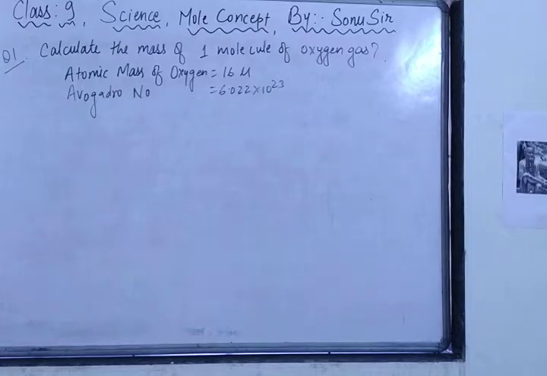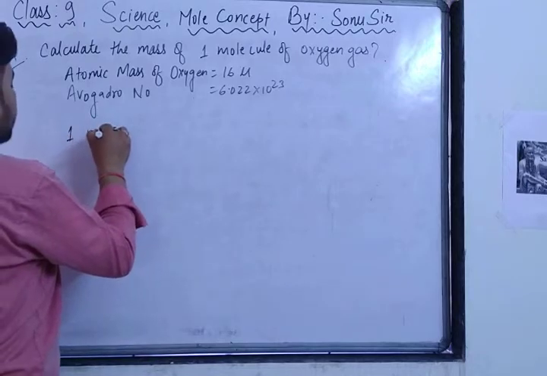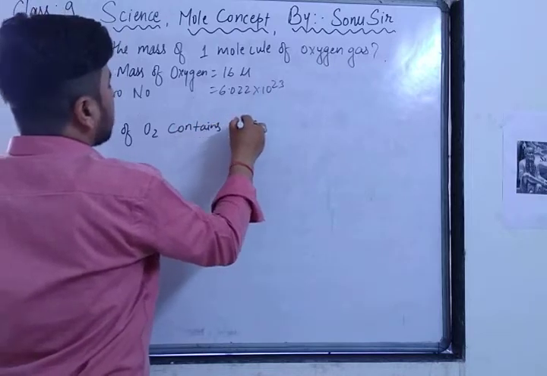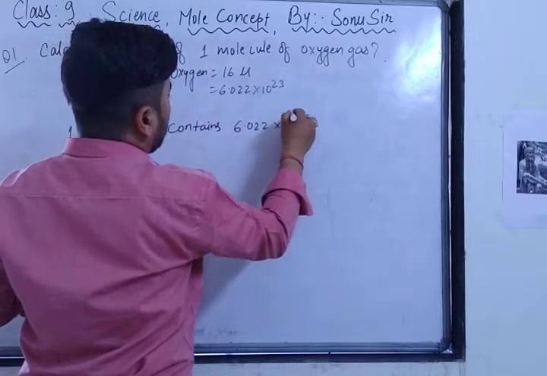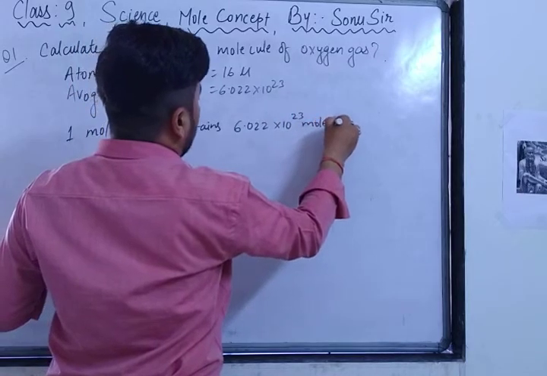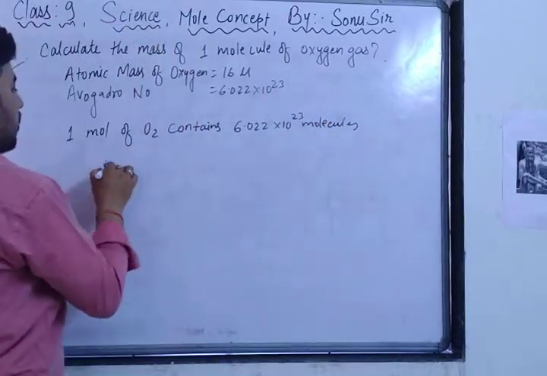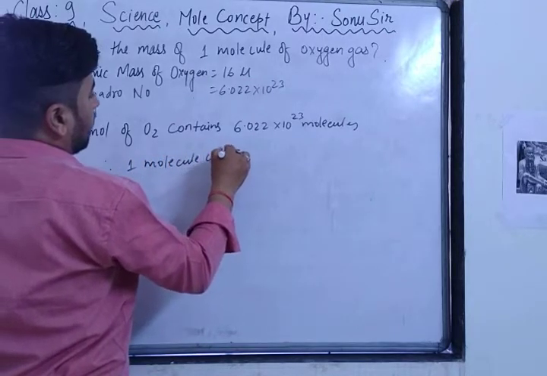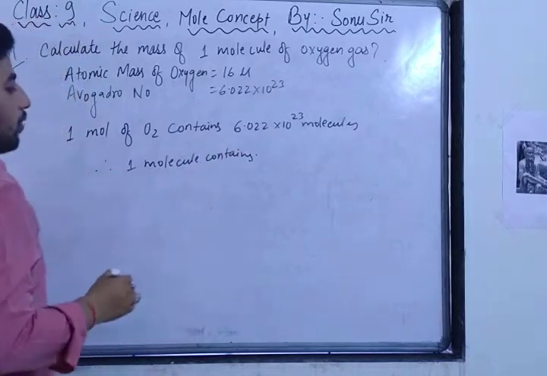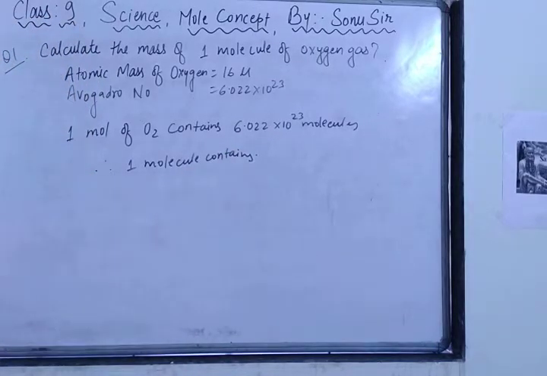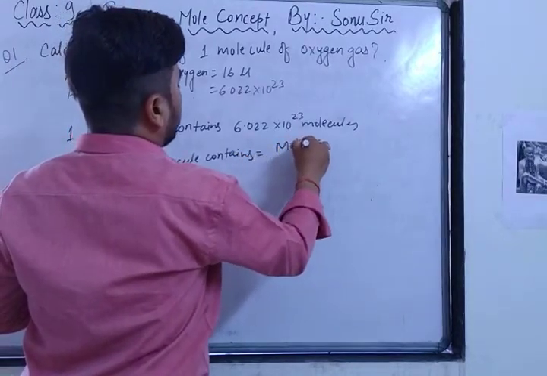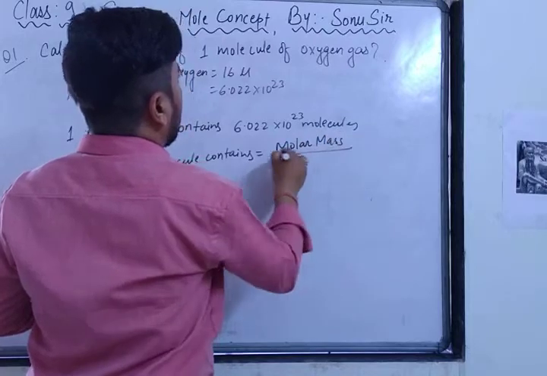Right? 1 mole of oxygen contains 6.022 into 10 to the power 23 molecules. Therefore, 1 molecule will contain what? Can you tell me? 1 molecule contains molar mass upon Avogadro number. Molar mass upon Avogadro number.